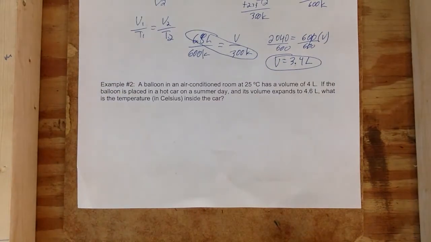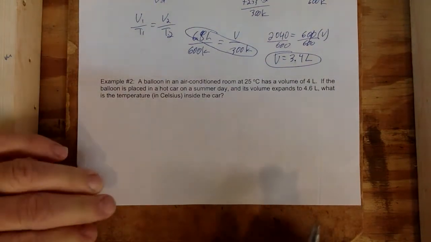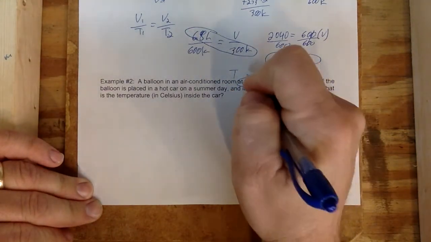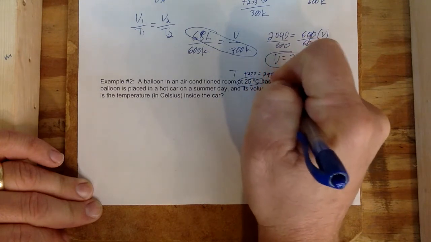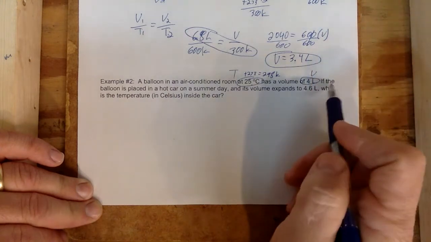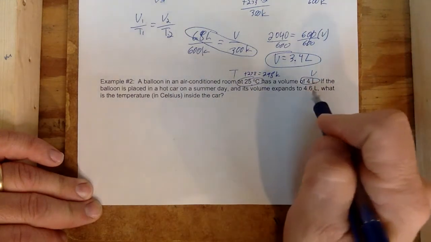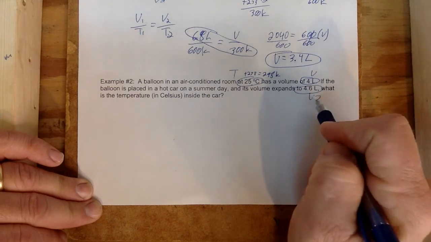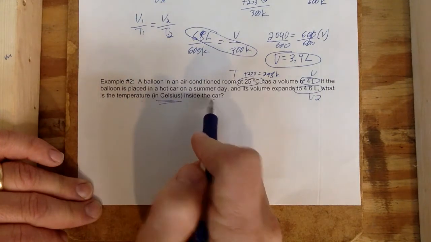Problem number 2 says you have a balloon in an air-conditioned room at 25 degrees Celsius. So there's your temperature. Again, not in Kelvin. Add 273 to that, and that's going to give you 298 K at a volume of 4 liters. Liters is volume. If the balloon is placed in a hot car on a summer day, its volume expands to 4.6 liters. Again, another volume. Call it V2. What is the temperature in Celsius inside the car?